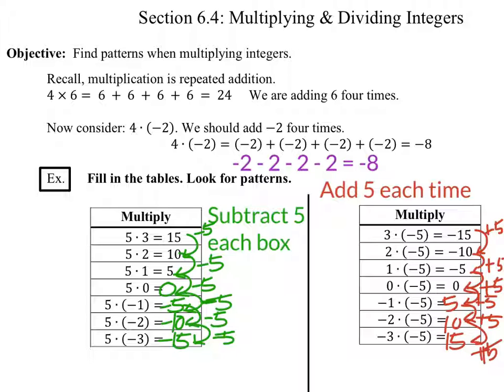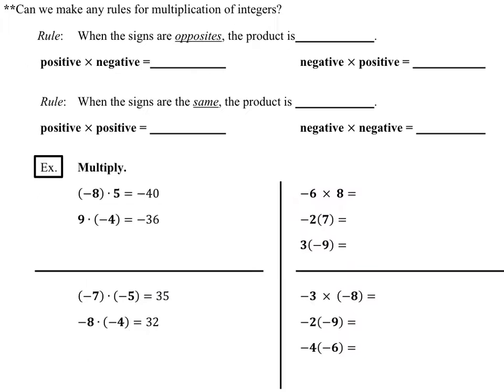Again, we'll look into this in more detail. I like to expand on this rule, but it's something you have probably heard before, where we say something like a positive times a negative is a negative, or a negative times a positive is a negative. Those two are the same thing. So the most basic rules are these that we see here at the top. Can we make any rules for multiplication of integers? Yes, we can. When the signs are opposites, the product is negative. So, for example, a positive times a negative is a negative, and a negative times a positive is also a negative.